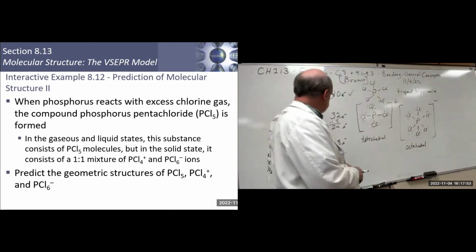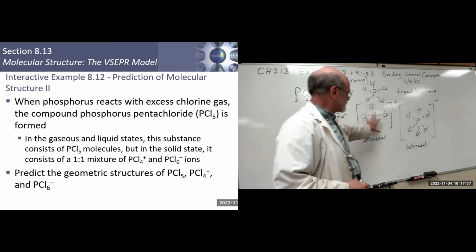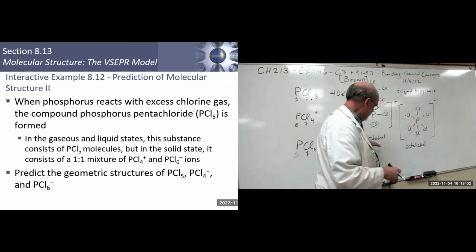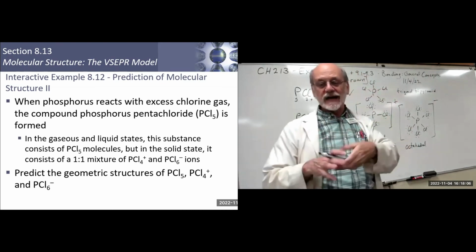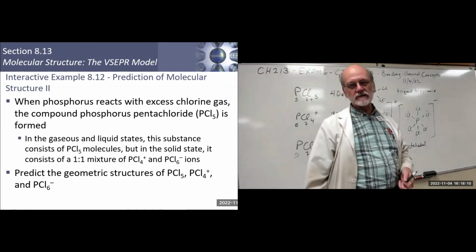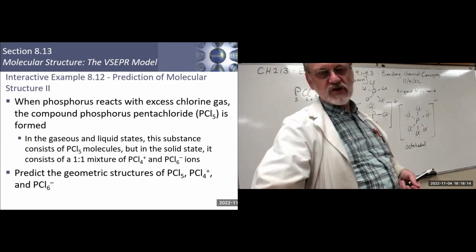So what we have to do is, this is gas and liquid. This is solid. These two together in the solid. So these tetrahedral and octahedral shapes have to fit together somehow in that solid. And we'll have to wait till next semester to talk about that type of geometry.